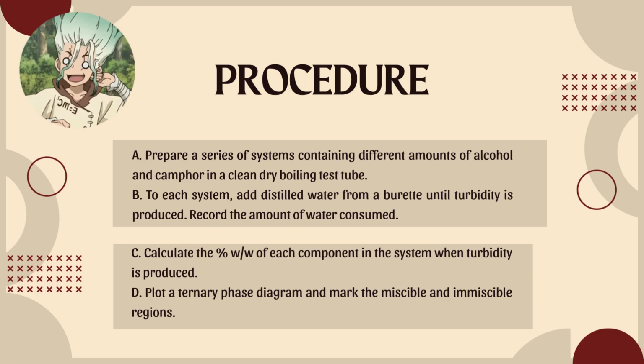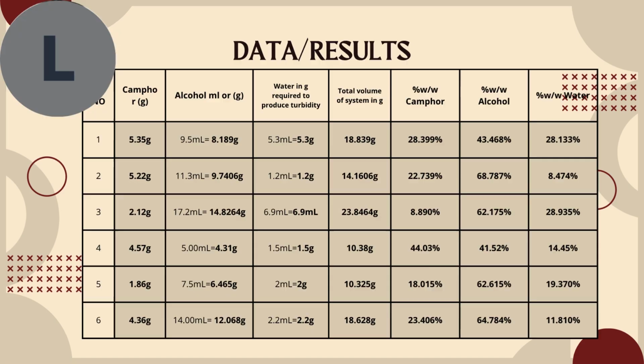What we mean by turbidity here is when we observe our test tubes and we see a cloudy solution, then you would know that the solution is already turbid. Then next, calculate the percent weight in weight of each component in the system when turbidity is produced. And then after you calculate, plot a ternary phase diagram and mark the miscible and immiscible regions.